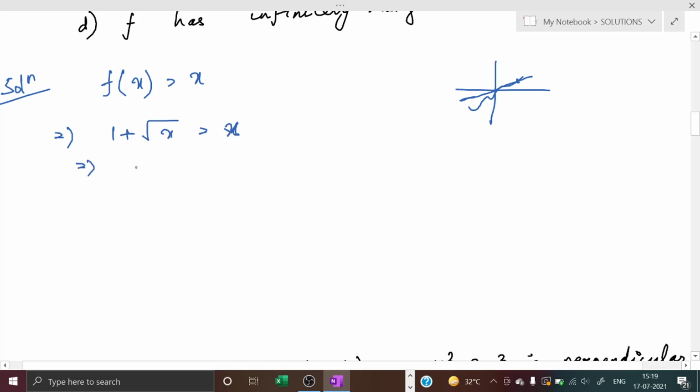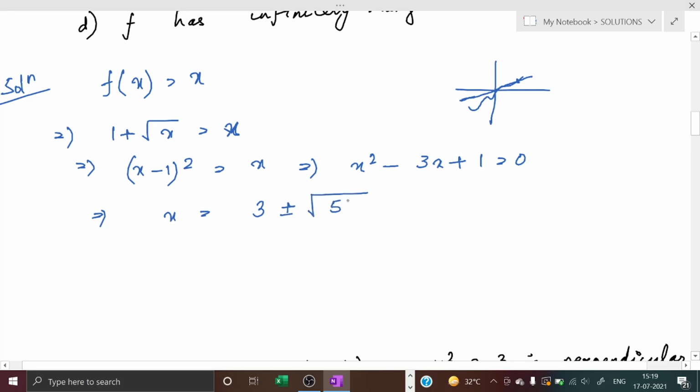Now I will square both sides like this. After solving this equation, you will get x square minus 3x plus 1 equals to 0. Again you will get two values, x equals minus b plus minus under root b square minus 4ac, 9 minus 4, 5 by 2. So you will get two values, but it is given that f is from 1 comma infinity, right? So this is the domain of the function, so x can only be in this particular domain. 3 minus under root 5 by 2 is less than 1.